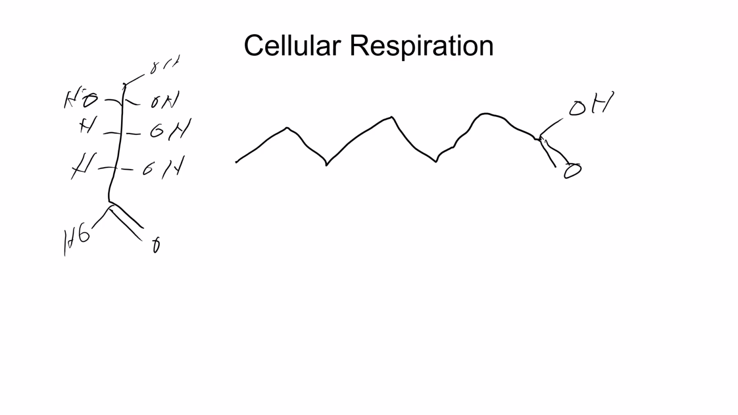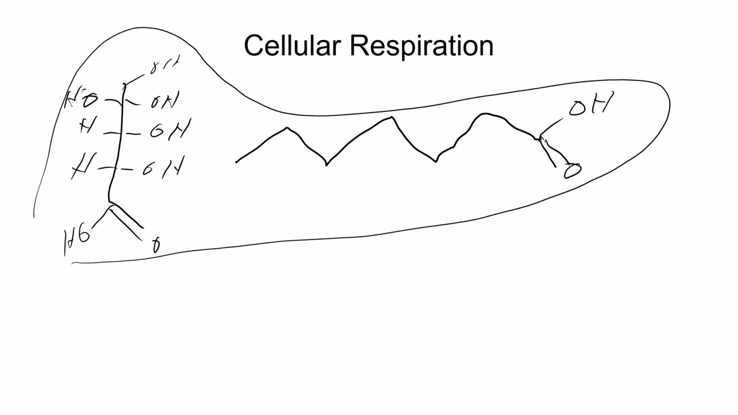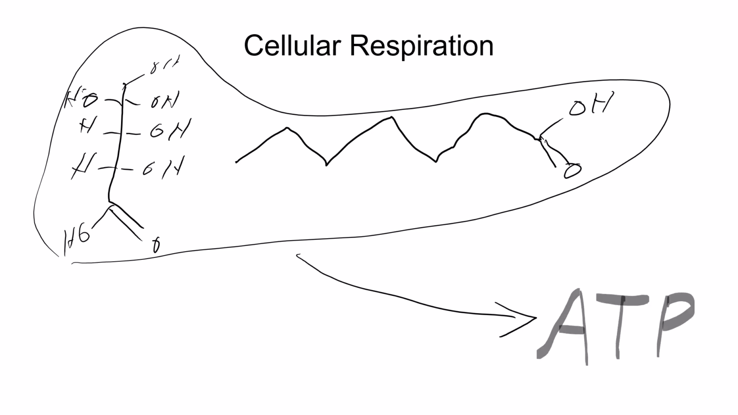And your cell needs to be able to take these molecules and make them into energy that it can use. And I told you there is a molecule called ATP that your cell likes to use for energy. That was supposed to be like a lightning bolt.